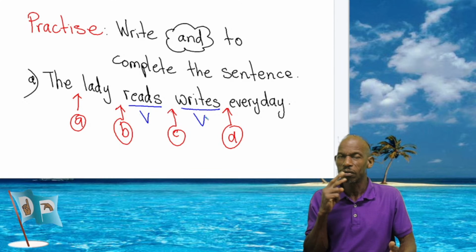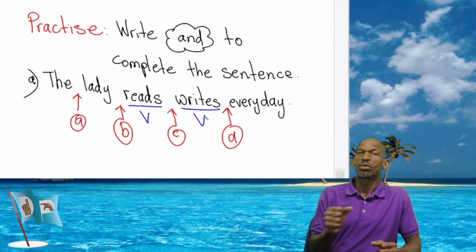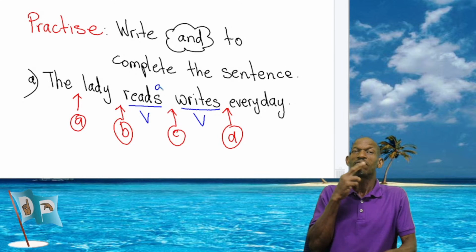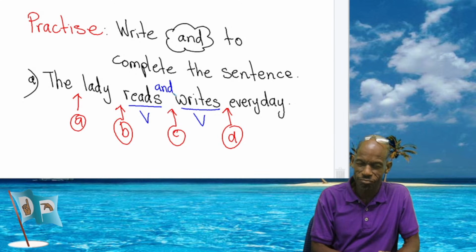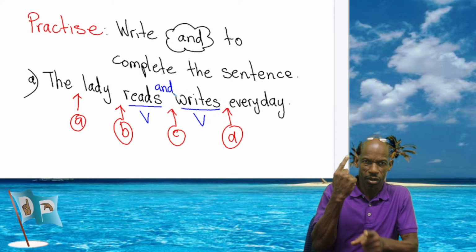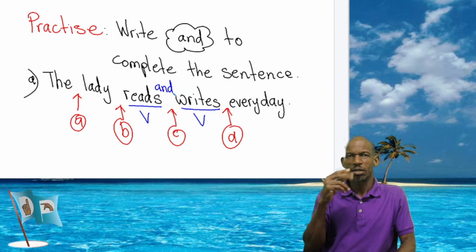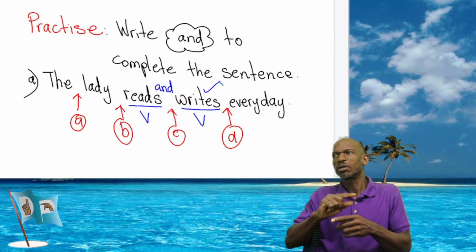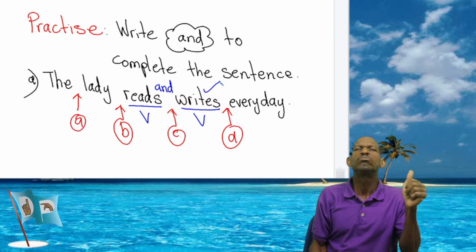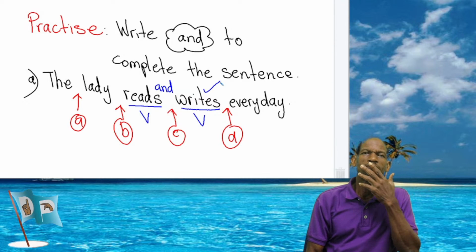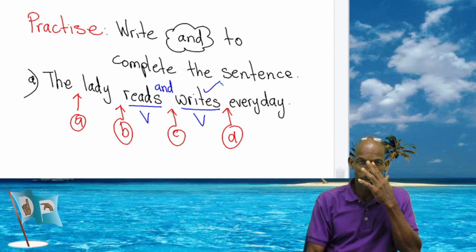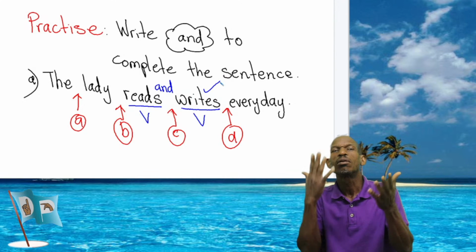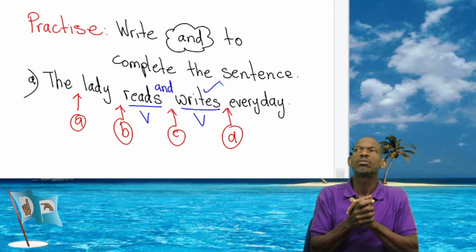All right. And I said the two words you are joining together must be the same. So Sabriki, you are correct. The lady reads and writes every day. So this is correct. Why am I not putting it by the others? Why am I not putting it by A? Why should I not put it where A is?